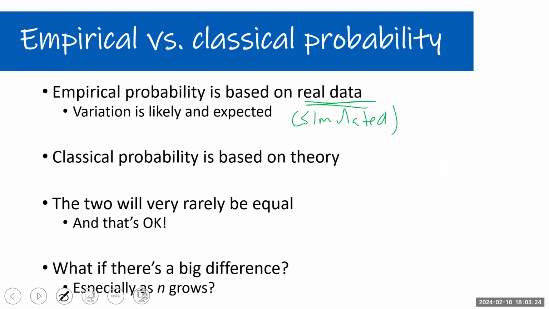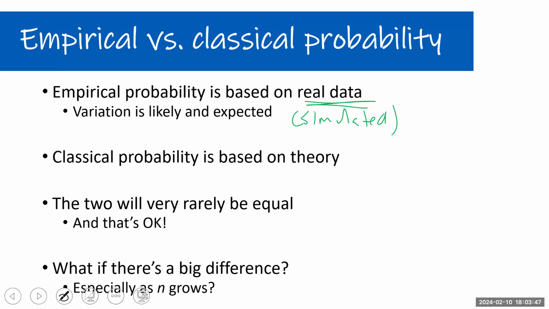Classical probability is based on theory. You're not actually tossing a coin 1,000 times and seeing how many of those were heads. You're just saying, hey, they're equally likely, so there's one way to get heads out of 2 possible outcomes, 1 out of 2. Or there's one way to get a 2 when I roll a fair die out of the 6 total options, so there's 1 out of 6. Okay. Classical probability is based on the theory. You are not actually performing anything.